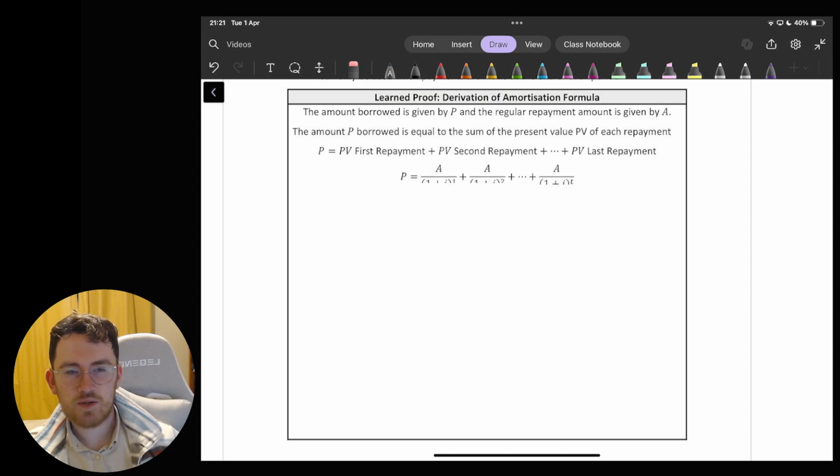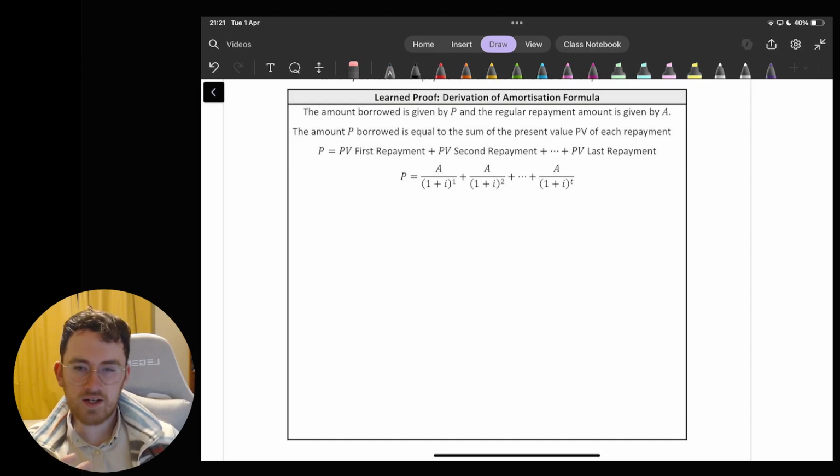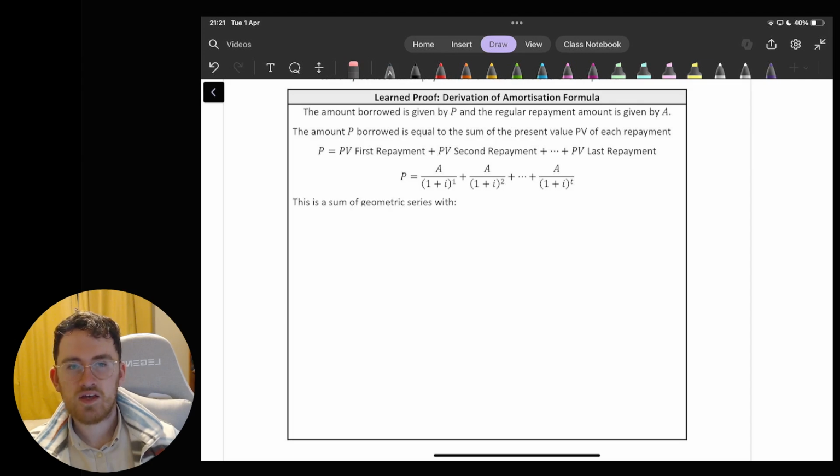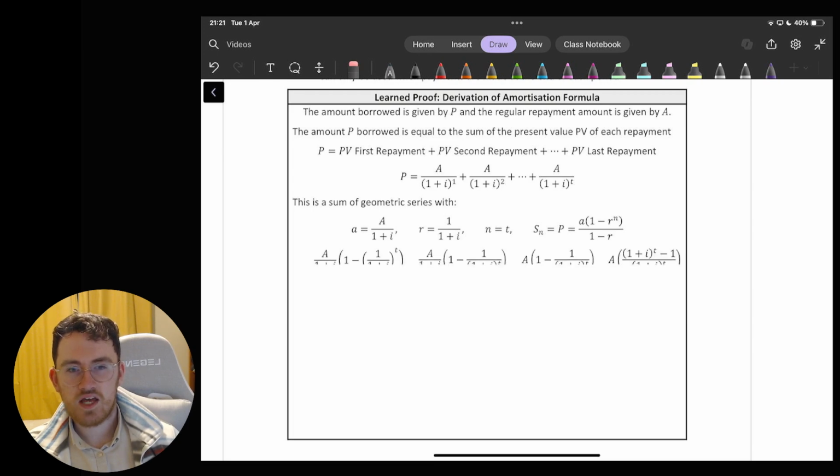In terms of setting that up, it's mainly looking at present values. So it's a sum of present values to set up a series where A is the repayment that I've made, and I'm pulling it back in terms of the length of time, 1, 2, up as far as T for however many payments there are. This, of course, is a geometric series where we have an initial term of A over 1 plus i, a ratio of 1 over 1 plus i, and an n of just T, so there's T payments, and of course we have our formula for the sum of the series. So we can fill in all of that formula there.